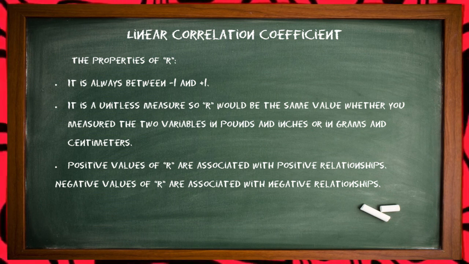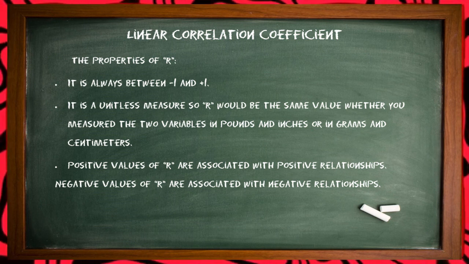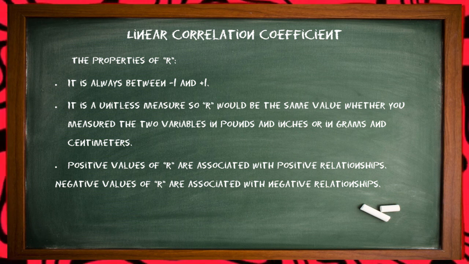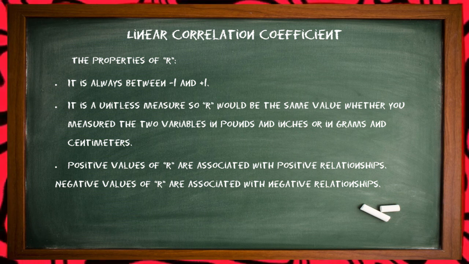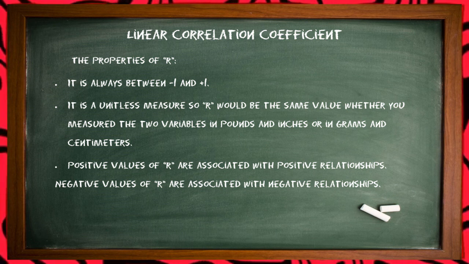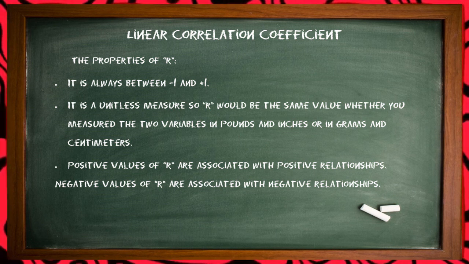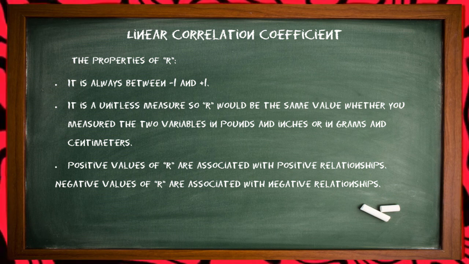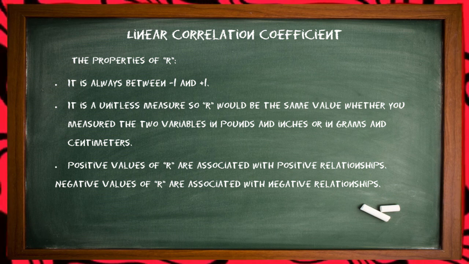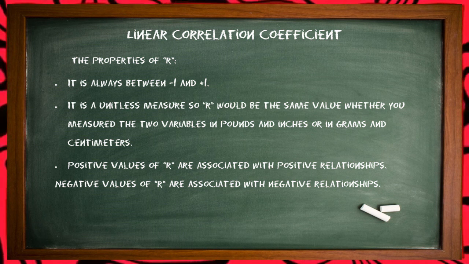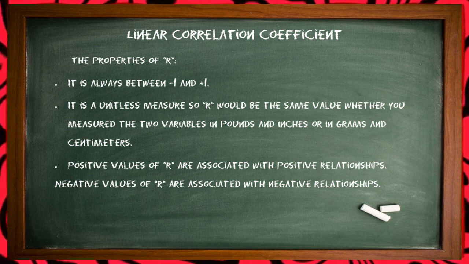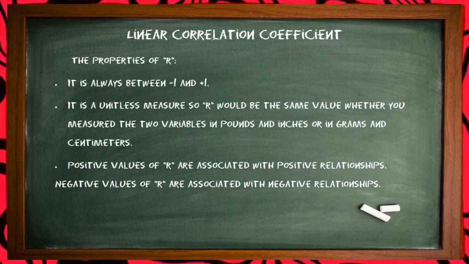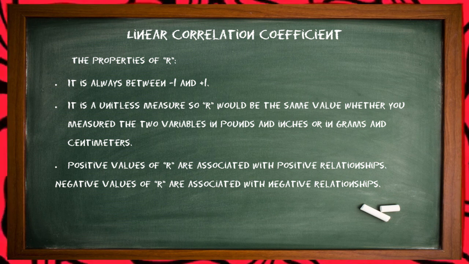The properties of r. First, it is always between negative 1 and positive 1. Second, it is a unitless measure, so r would be the same value whether you measure the two variables in pounds and inches or in grams and centimeters. Third, positive values of r are associated with positive relationships. And lastly, negative values of r are associated with negative relationships.